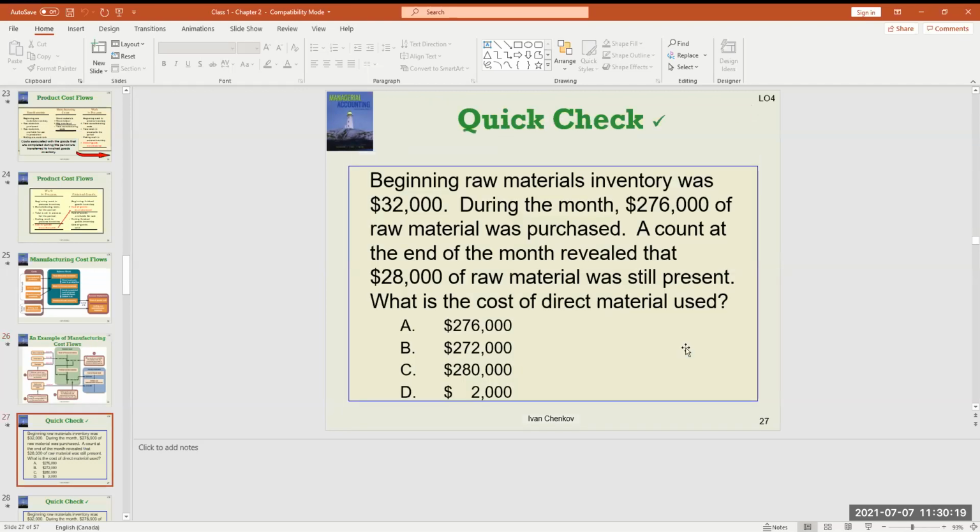Let's do a few checks now to see if you actually understand it. Raw material beginning balance for the raw material inventory was 32,000. During the month, 276,000 was purchased. At the end of the month, we count the raw material and find 28,000. What's the cost of direct material used?